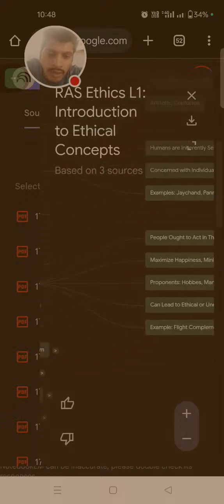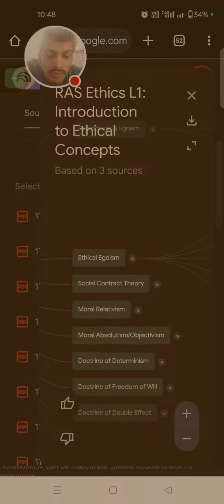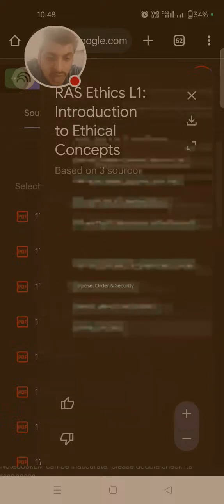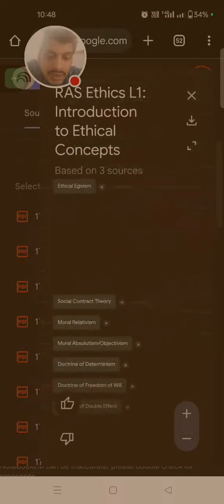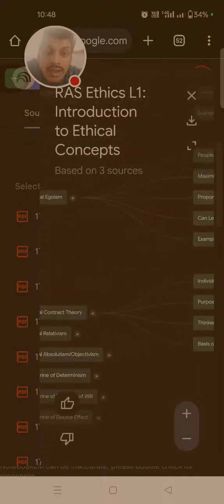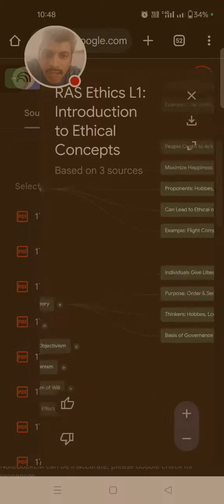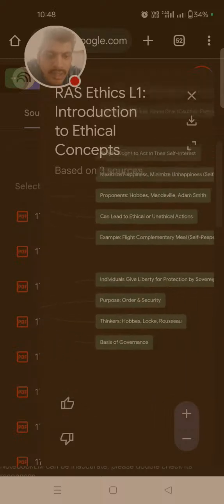Then comes the social contract theory. The individual gives up liberty for protection by the sovereign. The purpose is order and security. The thinkers are Hobbes, Locke and Rousseau. It is the basis of governance. So what is the social contract theory? The constitution is a type of contract, and the individuals have given up liberty and certain things through the contract.